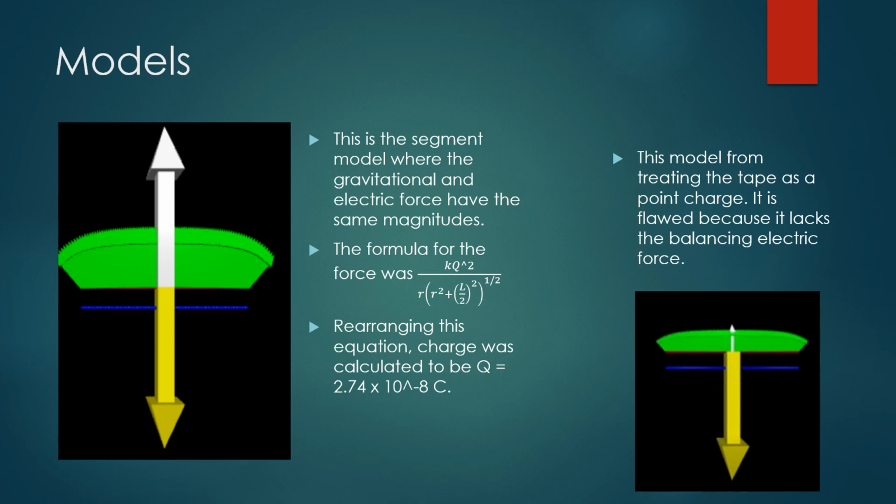This slide is just pictures of my models. The model on the left is the gravitational and electric force when the charge was calculated using the segments. As you can see, the gravitational and electric force are equal and opposite, which is more accurate to the true events within the experiment. On the right, you can see that this was from the previous lab, how it just shows the gravitational force. It lacks the balancing electric force.